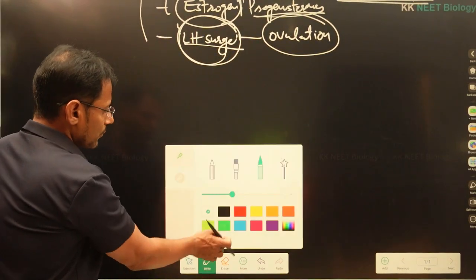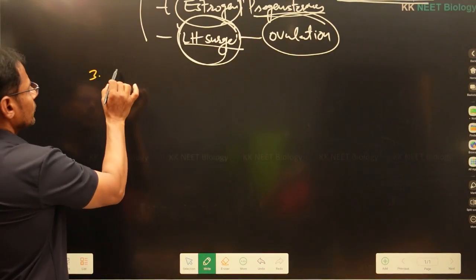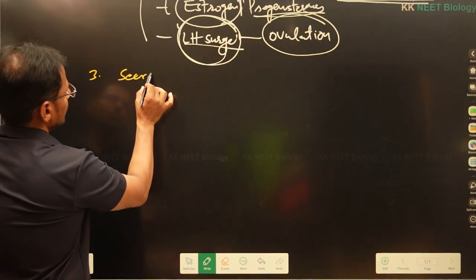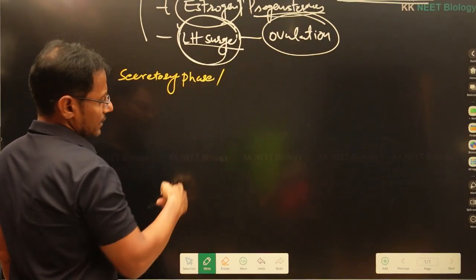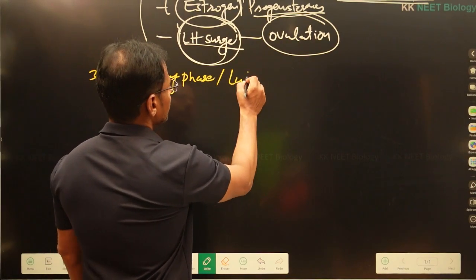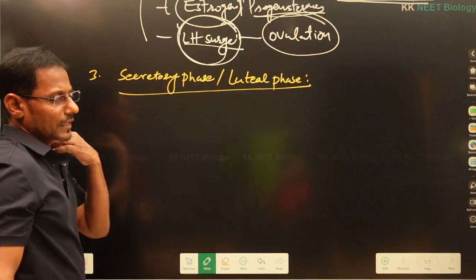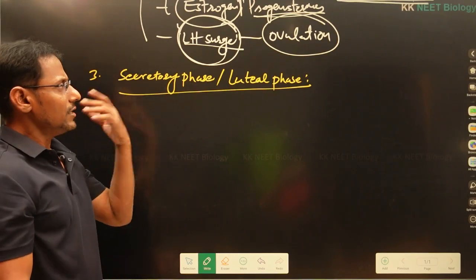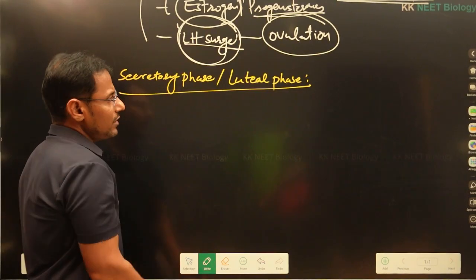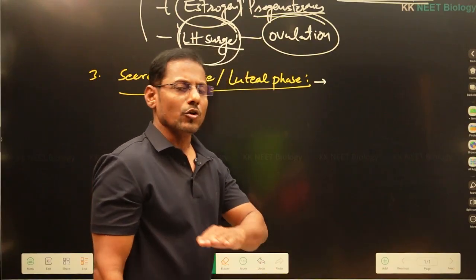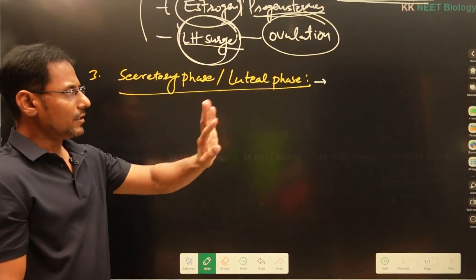And next, after the proliferative phase, we can see that is the secretory phase, or else we can say luteal phase. So, the third one is the secretory phase, or luteal phase. You must remember these two words compulsorily, right? So, what happens in the luteal phase actually? Before the luteal phase, the ovulation took place, right? So, the ovum came out of that particular Graafian follicle.